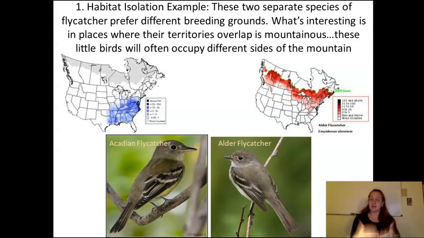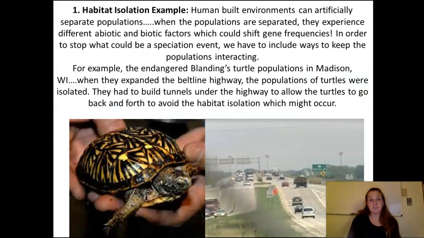So even though it looks from our large-scale view here like, well, there should be some overlap in Ohio and Pennsylvania where they're both in the same location. When we get down to that fine grain hiking around in the woods, we see that they're still preferentially selecting different habitats to breed in.